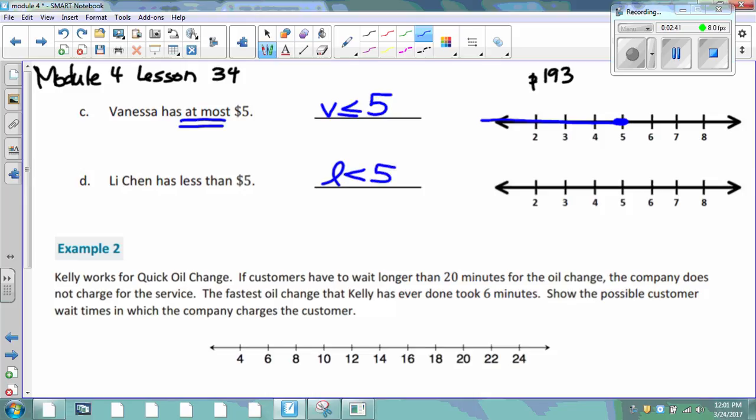What kind of circle am I going to put on 5? Open or filled in? Open, because 5 is not an option, right? She or he does not have $5, but they do have less than that. So we put an open circle and we would draw our line, okay?